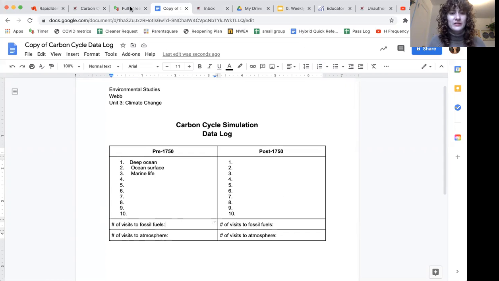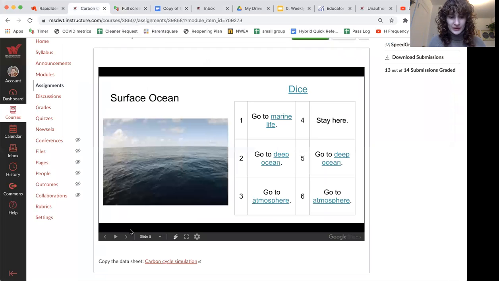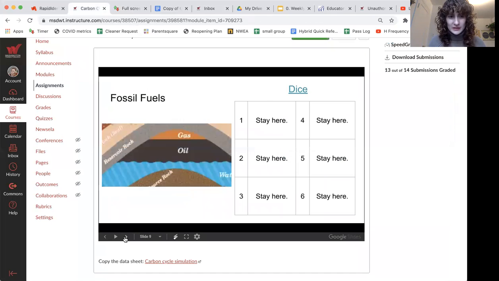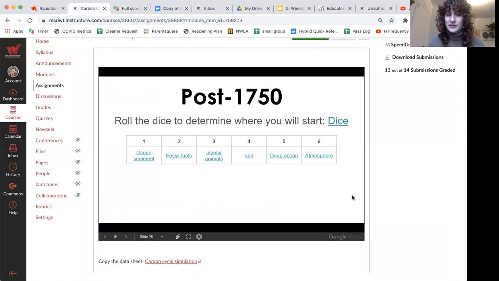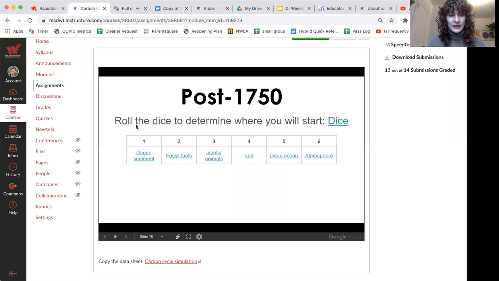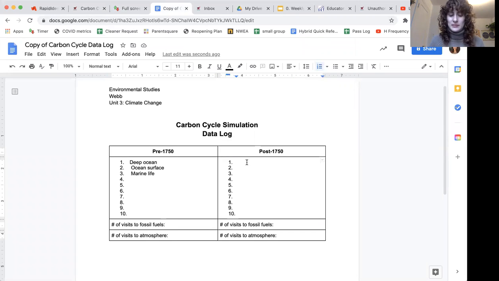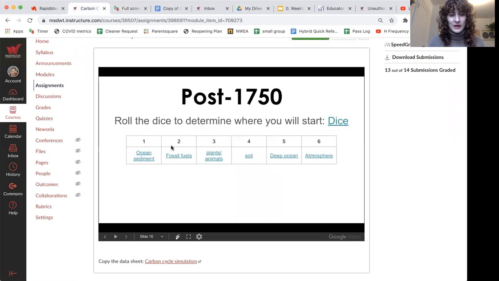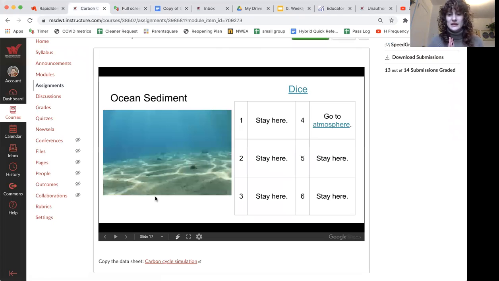And now I'm going to do the post 1750. So to do that, I can just click forward until I see this slide. All right, so it starts the same way. I'm just going to roll the dice to determine where I start. And I'm starting at ocean sediment, and I'm going to do the exact same thing I did in the first side, except I'm starting from a different screen, and my options will be a little bit different because the humans using fossil fuels has altered many stations and the way that they work.